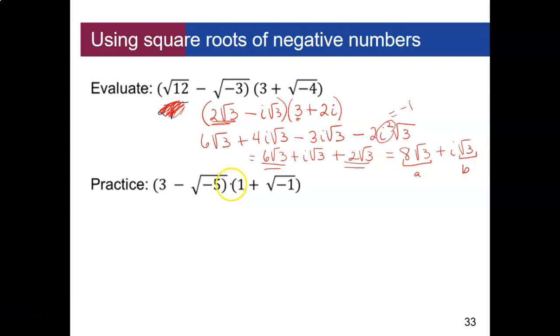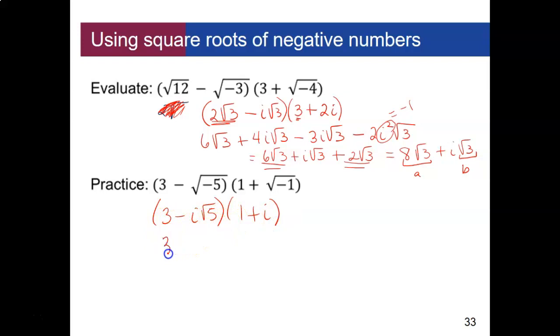Okay, here's one to practice with. If you want to practice, that's fine. If you want to listen to me go through it, that's fine as well. So here we need to simplify first. So this is going to be 3 minus i on the square root of 5. And then this one's going to be 1 plus i. From here, we're ready to FOIL.